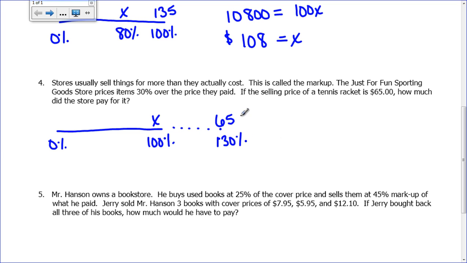So I'm going to cross multiply. This becomes 6,500. This right here becomes 130x. And if I divide everything by 130, I get that the original price of the tennis racket was $50. So the store paid $50 for it. They charged you $65. They get a $15 profit.